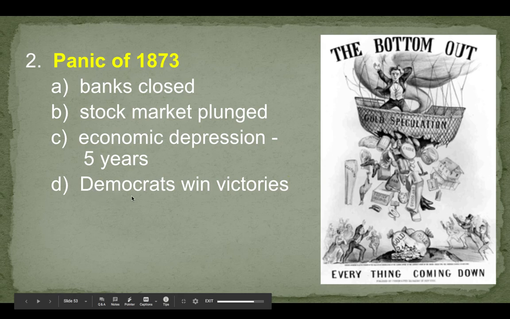When there's an economic depression, we oftentimes see the leadership that's in charge blamed for the depression. Well, from 1860 up through 1873, the government was controlled by the Republican Party. So the Republicans get the blame for the depression. We vote for people that might pull us out of depression. We look for answers from somebody else. And Democrats are able to win victories.